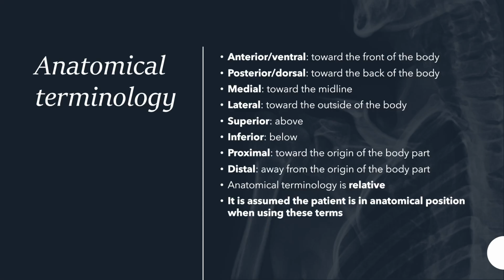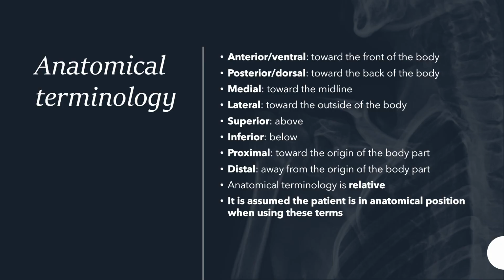So first, we'll talk about some anatomical terminology. Anterior and ventral are synonyms for each other. They just mean toward the front of the body. So something to note also is that all of these terms are going to be relative to other body parts. So you could say that the nose is anterior to the back or to the spine, whereas the spine is posterior or dorsal to the nose. It's behind the nose, it's toward the back of the body.